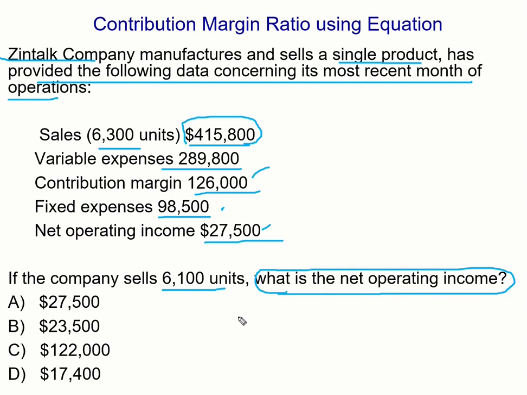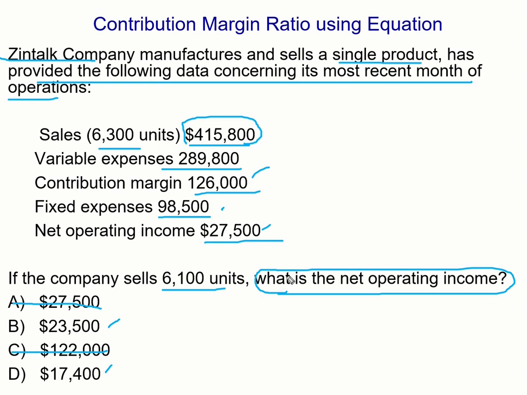Actually, immediately you should be able to eliminate two choices. It cannot be 27,500. It cannot be 122, because it has to be less than 27,500. It's either B or D. So if you're guessing, you're better off with a 50% chance. Well, you don't have to guess. We're going to go ahead and work this problem.